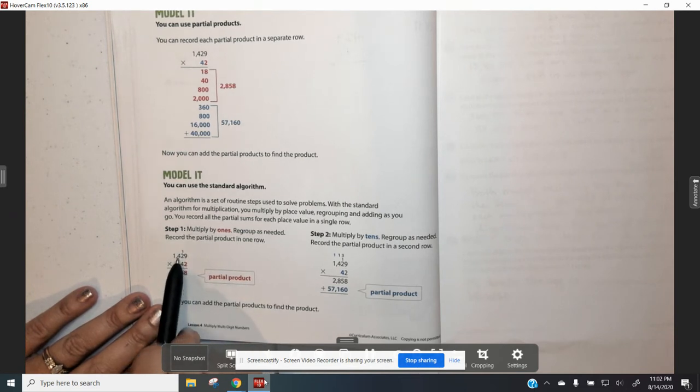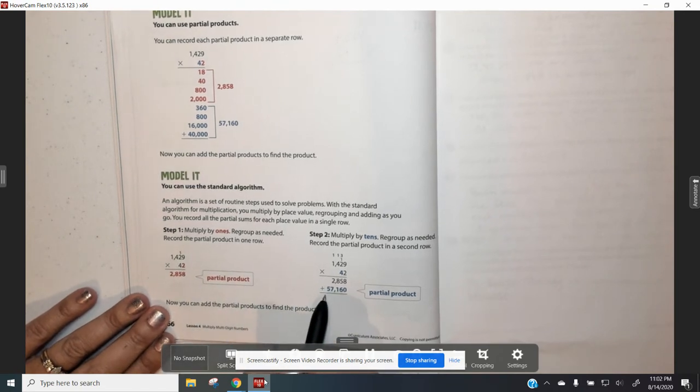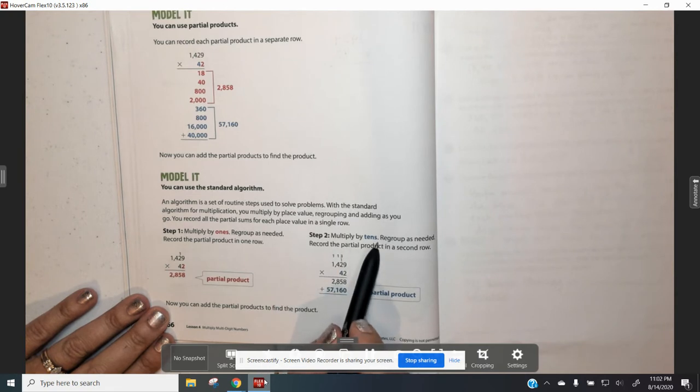Then we multiply 2 times 4 and get 8, which really means 800. And then 2 times 1 is 2, or it's in the 2,000 place. So our first partial product is 2,858. Now we need to multiply by tens.